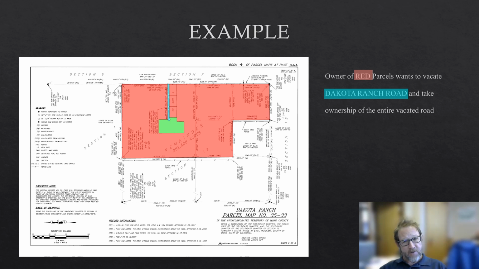But there's the owner of the green parcel there, that's a separate owner. So what this guy wants to do, he wants to vacate the road, and he wants to take ownership of the entire road, including the cul-de-sac. So let's use this as an example and see whether or not this is going to happen.